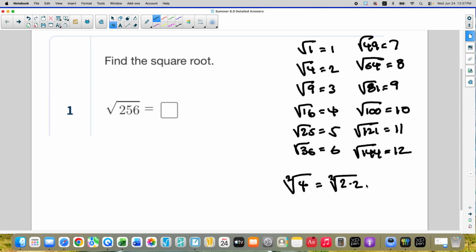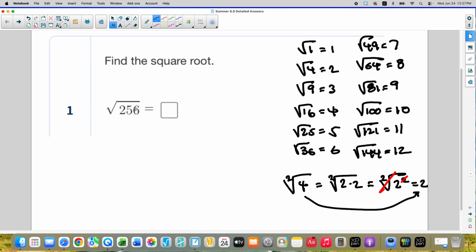So if I can write 4 as a square, we can write that as 2 times 2, and then we get the square root. 2 times 2 can be written as 2 squared. So this square and the square root cancel, leaving us with the 2. That's why the square root of 4 equals 2, because we get rid of this square root with the square inside. So each of these numbers, 1, 4, 9, 16, 25, 36, 49, 64, those are called perfect squares because we can write them as a square of a number, and that cancels it out.